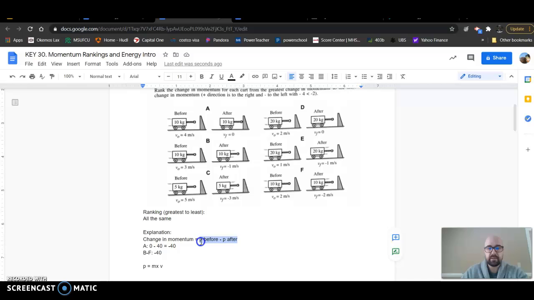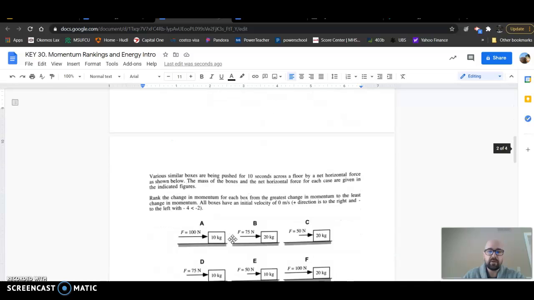Oops, I typed that backwards. Sorry about that. Momentum after minus momentum before. So if you can do that calculation, then these become pretty straightforward, and you just have to subtract after minus before to see what the change was. So those were ranked all the same.